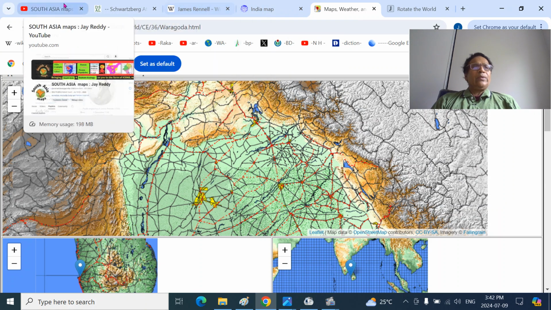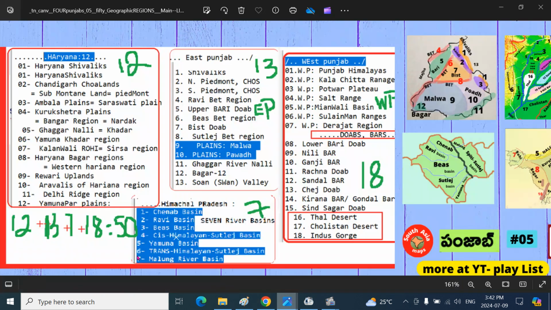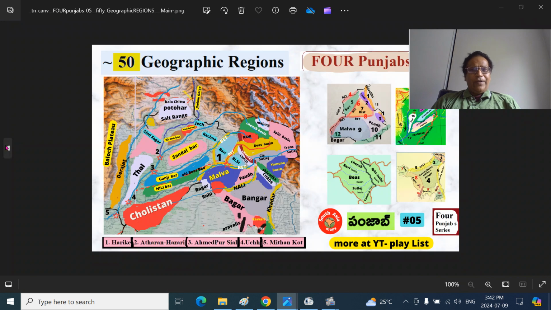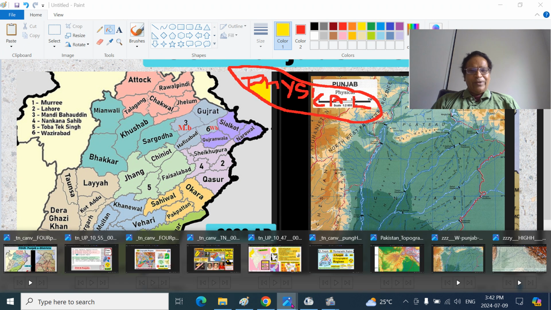So that is about the fascinating 50 physiographic regions, geographic regions, Mitranam. Hope this will put you in proper perspective of Punjab for deeper understanding.